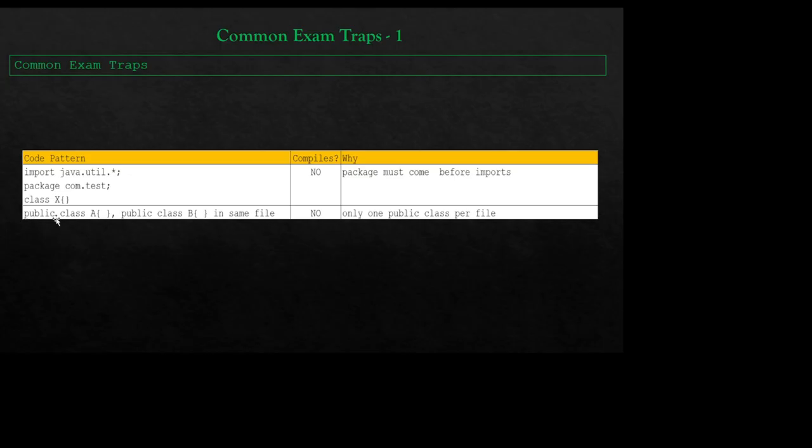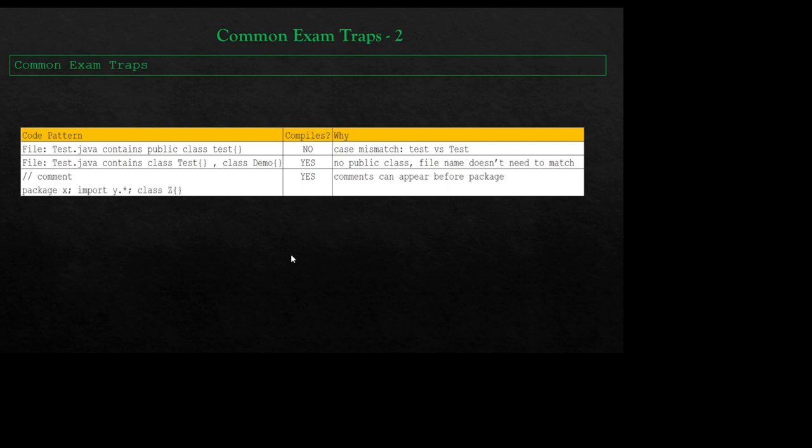Say you have another code in the same file, public class A and public class B. Will that compile? It will not compile, because here we have two public classes. You just cannot have two public classes in a single Java source file, only one public class per file. Then the third one: we have a file called test.java, and it has a public class called test, but you see that it's not caps, it's small t, so it will not compile. Case mismatch, test with small t versus capital T.